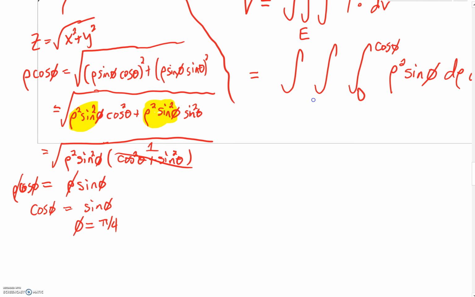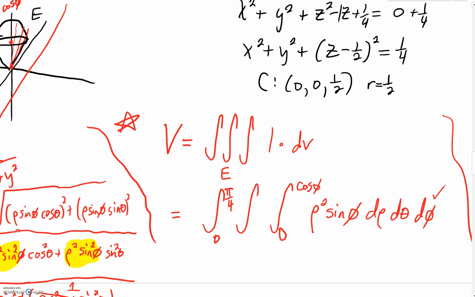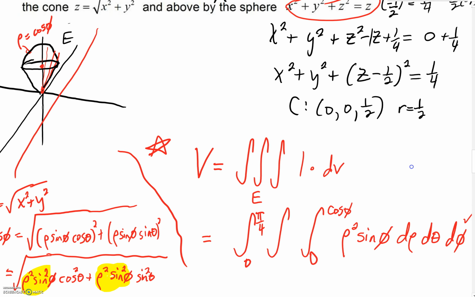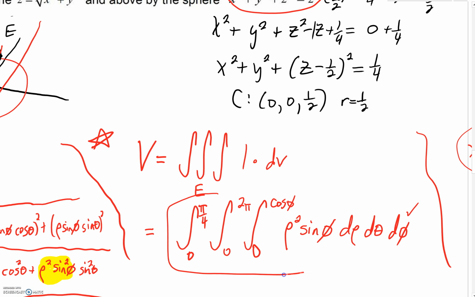We now know that our phi can get as big as pi over 4 and as small as 0. That's actually the last constraint for phi there. And then what about theta? Well, theta, you can see as you span around, you're going to go a full 2 pi radians. So this right here really is the triple integral that is going to allow you to find this volume. And that wraps up lesson 15.9.